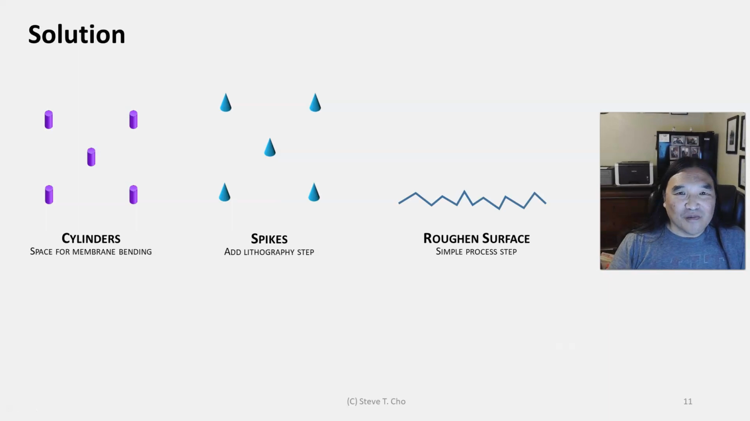Third approach is just to roughen the surface. Instead of having two smooth surfaces contact each other, roughen up one of them. So you just use a little chemistry to roughen the surface. So it's a simple process step. And as it turns out, all three approaches worked.